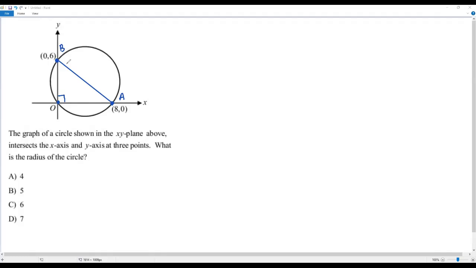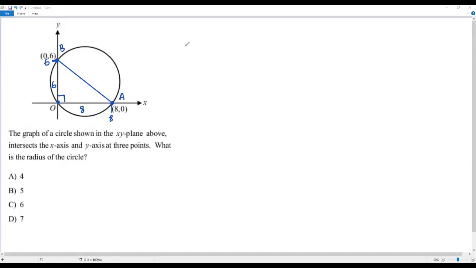Once I get the length of this diameter AB, I can divide it by 2 to get the radius of the circle. Here we have the x-intercept (8, 0), that is the value 8 on the x-axis, and the y-intercept is (0, 6), that is the value 6 on the y-axis. What is the length of the line segment OA? That is clearly 8. And what is the length of the line segment OB? That is clearly 6. Now we can use the Pythagorean theorem in this right triangle OAB to get the length of AB. Actually, AB is the hypotenuse because it is opposite the right angle.